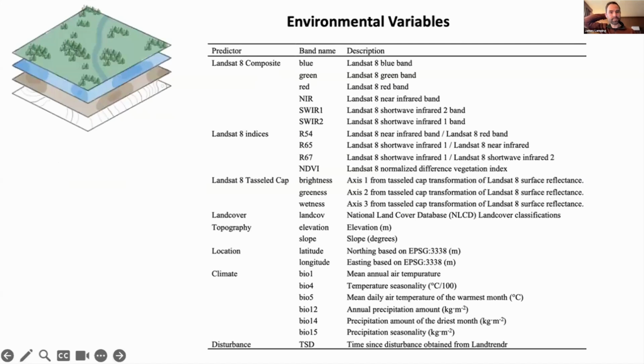And then for environmental variables, we used a Landsat 8 composite. That was a big lift, to make a large Landsat 8 composite with the best available pixel for the entire region. We also terrain corrected it, which really helped the outputs of our models. We also used Landsat 8 indices, some tasseled cap indices as well, and land cover from NLCD. For topography, we had elevation and slope, location, longitude, latitude, and then we had climate normals for the region. We also used a time since disturbance layer that we calculated from LandTrendr.